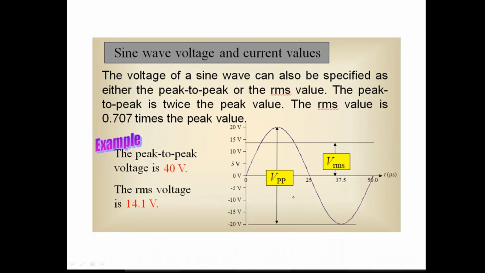So for the peak to peak value, this is the positive peak and this is the negative peak. From positive peak to negative peak, the negative peak may be minus 20 volts and the positive peak may be 20 volts. Both are the same, but with opposite sign. The peak to peak value is given by 20 minus of minus 20, or 20 plus 20. We can say it is around 40 volts.